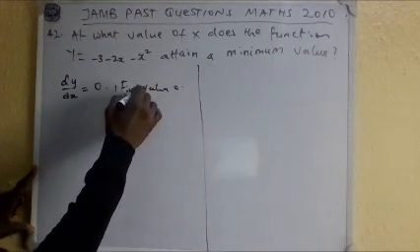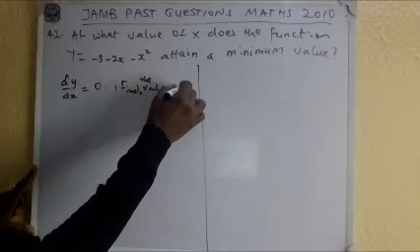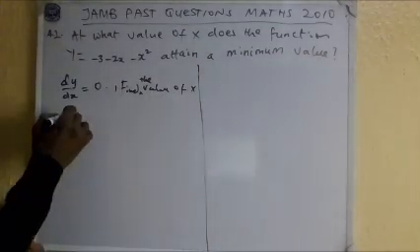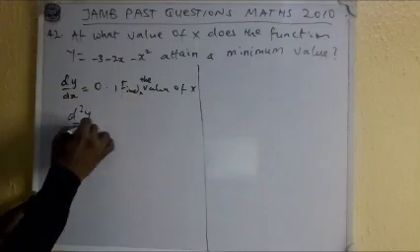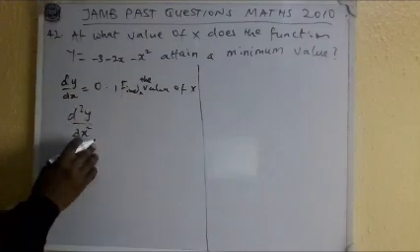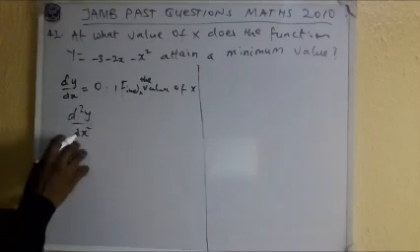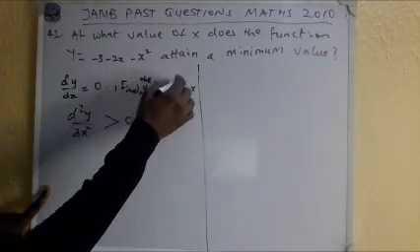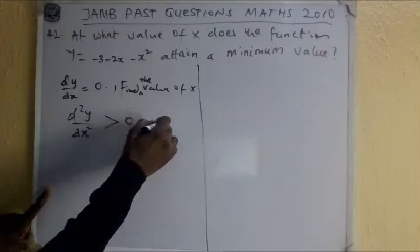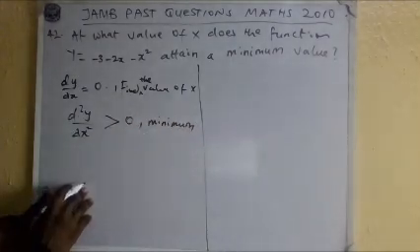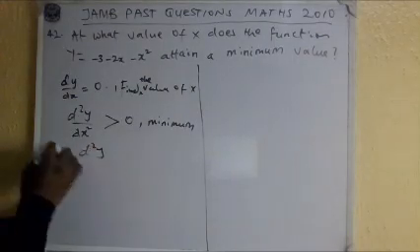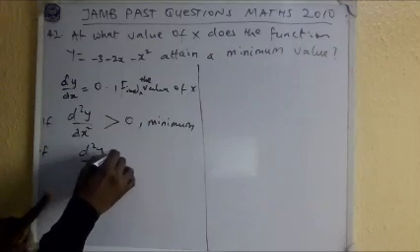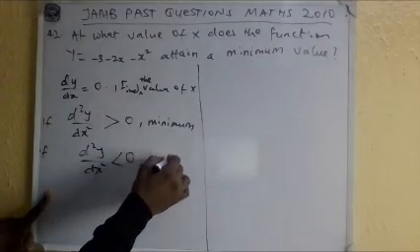And find the value of x. So when we get the value of x, we will now test again by differentiating the second differential. If what we have gotten the second time is greater than 0, then the value of x at this point is minimal or minimum. But if the second differential is less than 0, then it is maximum.